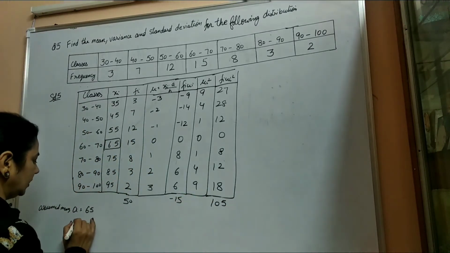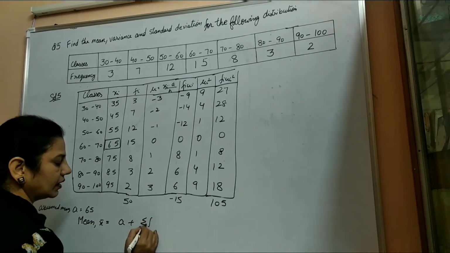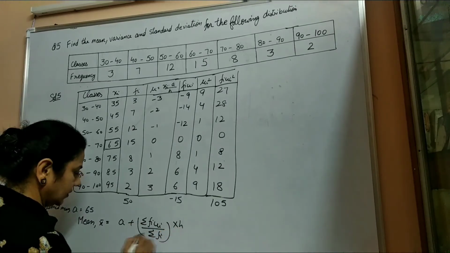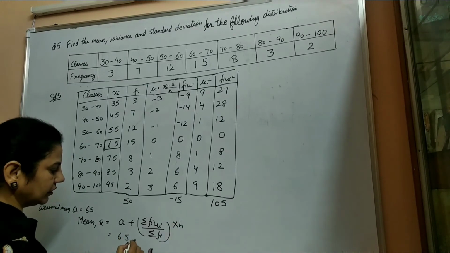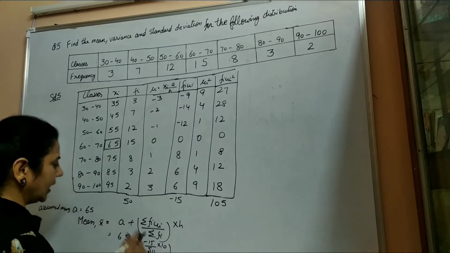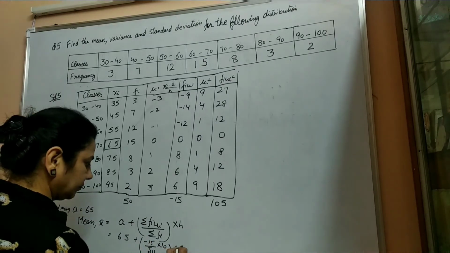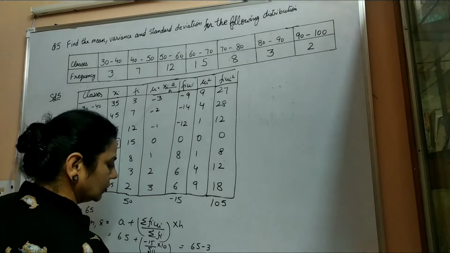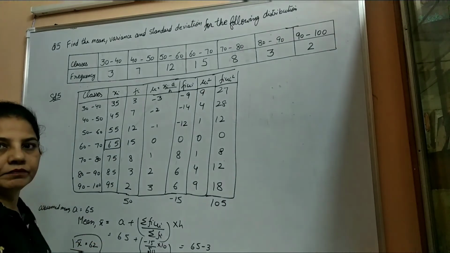Now the mean is A plus sigma fi ui upon sigma fi into h. Substitute the values. A is 65, sigma fi ui is minus 15, upon 50, into h. As the class width is 10, h will be 10. So you will get 65 minus 3 equals 62. So the mean is 62. We calculated the mean as 62.